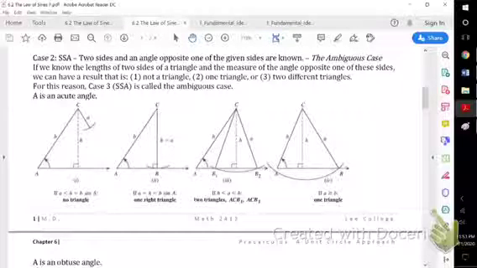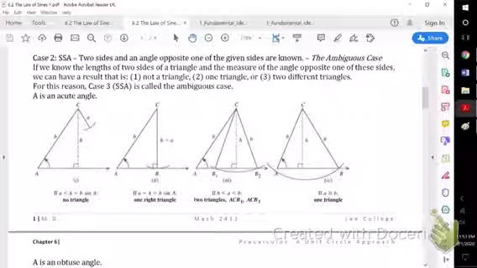One of them is that it may not even form a triangle, and you can see that in the first drawing they gave us. Where A is less than the height, which is equal to B times sine of A, there's no triangle. Or you could have one triangle, and we see that in the second example and also in the last example. Or you could have two different triangles, and that would be the third example they show us here.